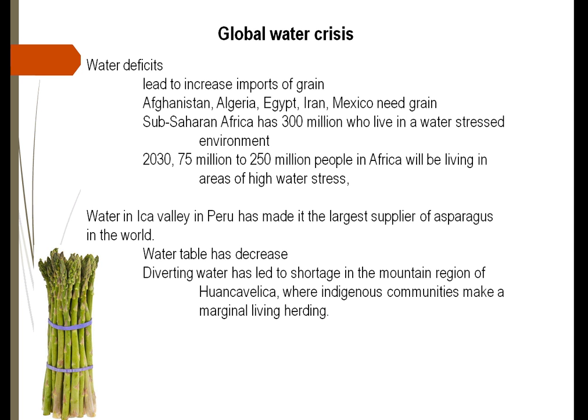There are places that we don't realize, in Peru, for example, where they had a large amount of water, and it was the best growing conditions for asparagus. It was one of the largest suppliers of asparagus in the world, second or third to China. However, because of all the water that's being utilized, the water table has gone down. Because the water table has gone down, the communities around here who grow other vegetables and crops have a much lower standard of living at this point.